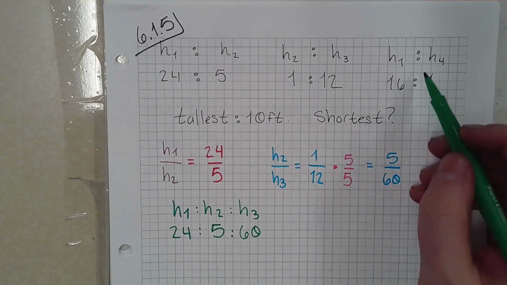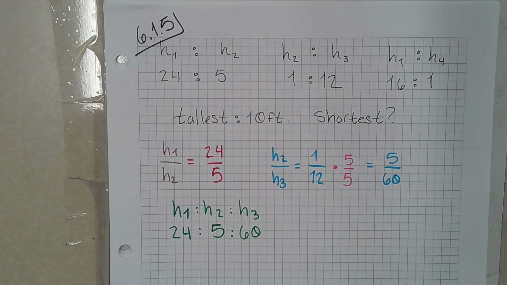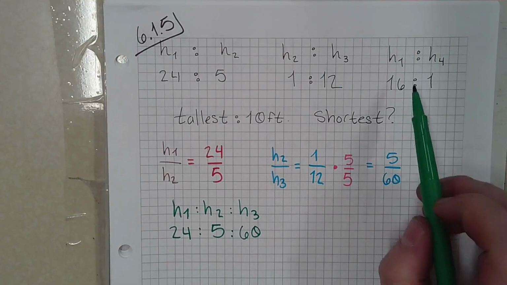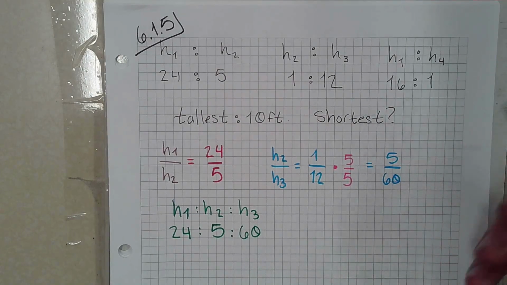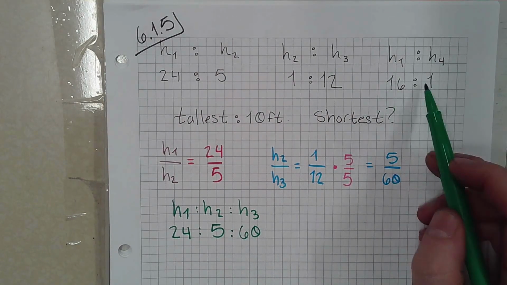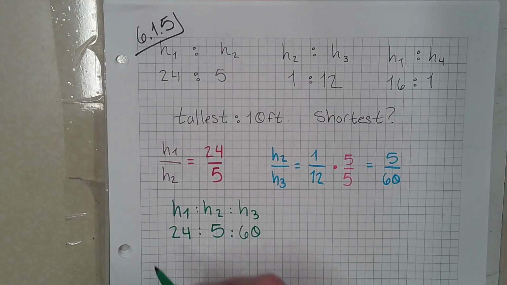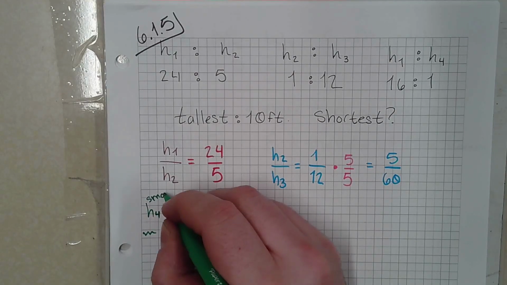But we also have this right here, right? So let's just look at this. Well, clearly you can see that height 1 is taller, right? It's 16 units versus 1 unit. So height 1 is taller than height 4. Cool, that means height 4 would be somewhere over here and it would be kind of small, right? Now, I don't need to necessarily compare those right away, but I can tell that height 4 is the smallest. So height 4 is the smallest.